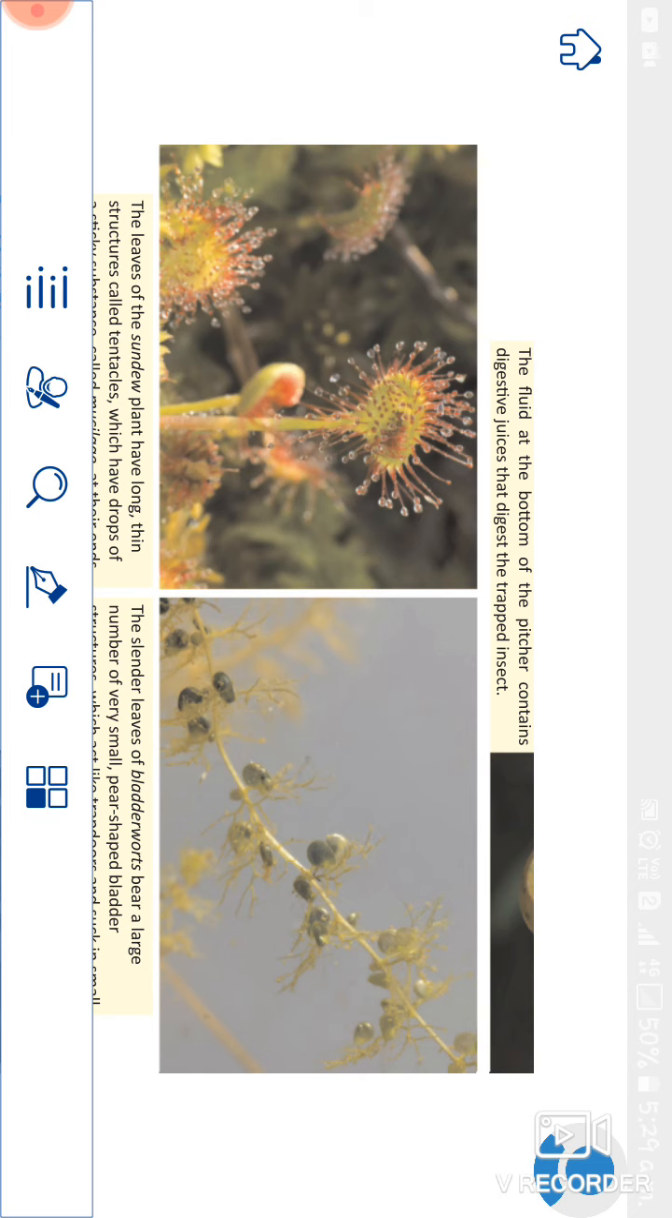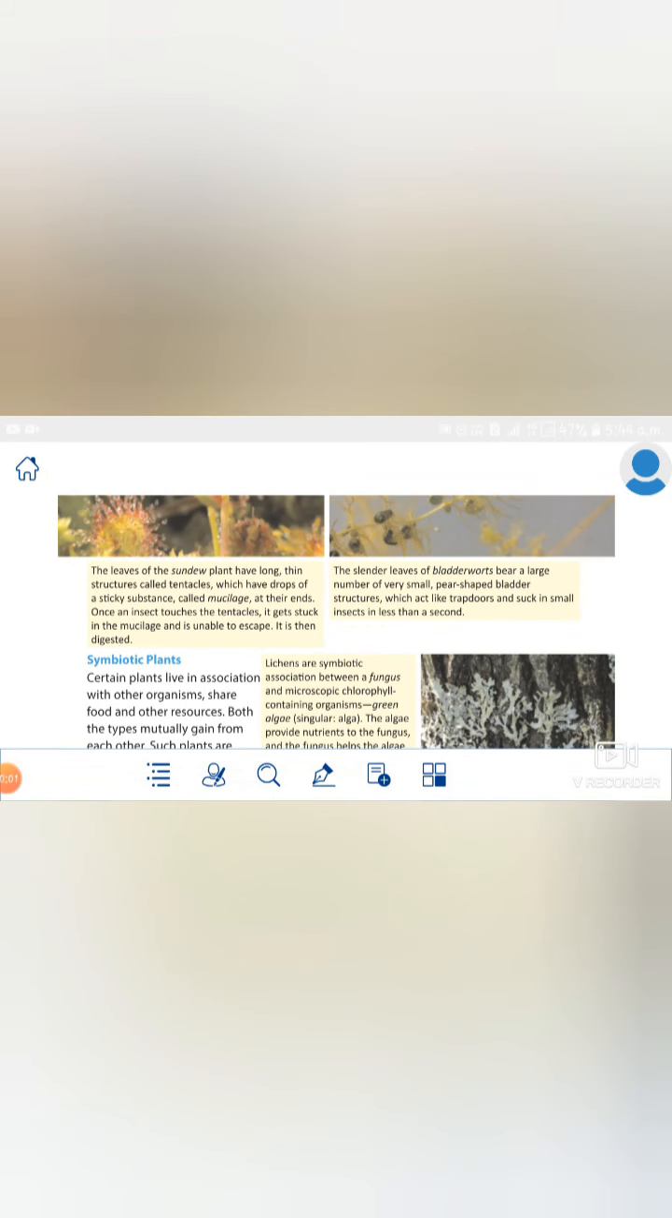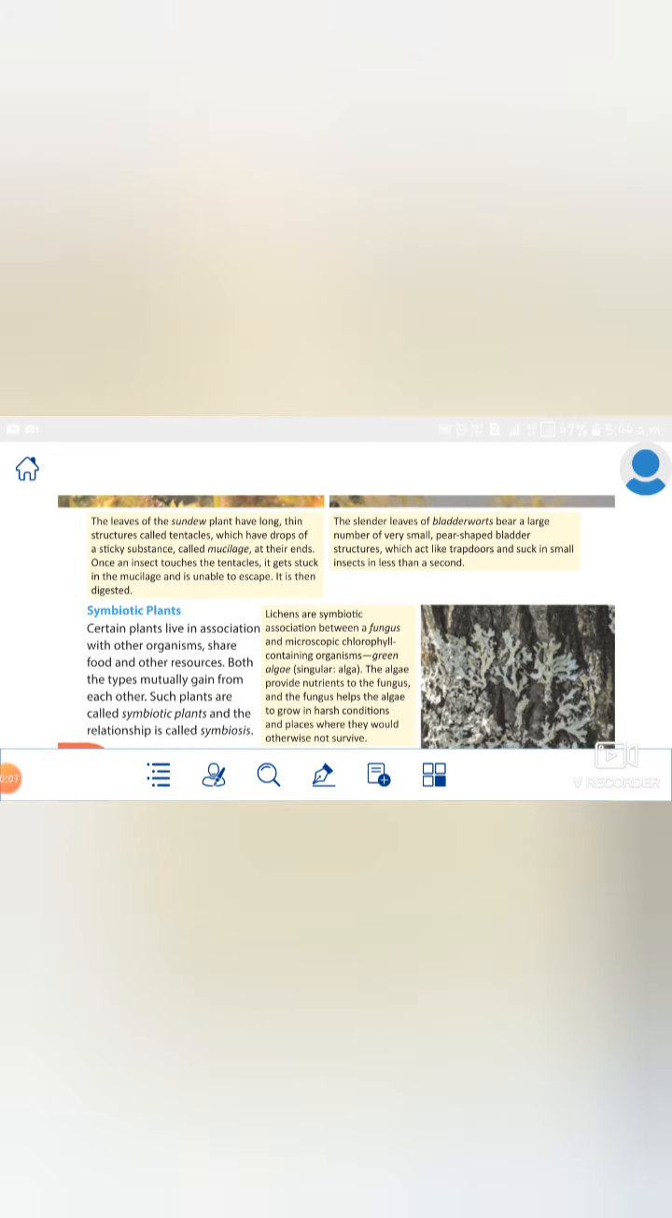Plants that live in association with other organisms, when both types mutually gain from each other, are called symbiotic plants. An example of symbiotic plants is lichen. The lichens are an association between algae and fungi. This picture is lichen.